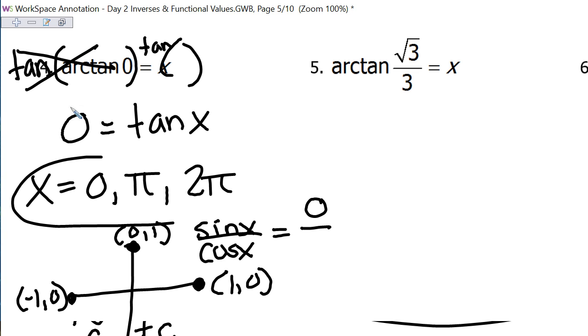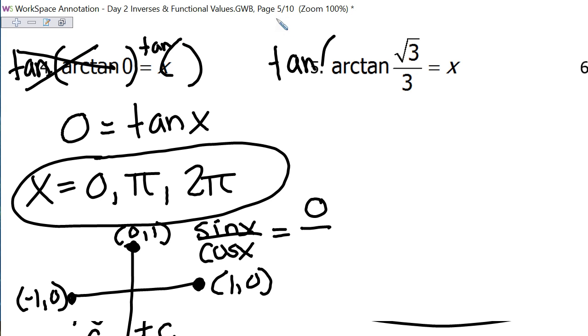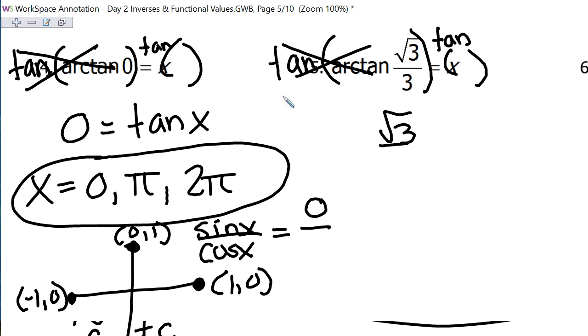Next one, number 5. To get rid of arctan, I need to tangent both sides. So take the tangent of the left side, take the tangent of the right side. Tangent of arctangent, those cancel, and what's left on the left side? Square root of 3 over 3. And on the right side, we just have tangent of x.